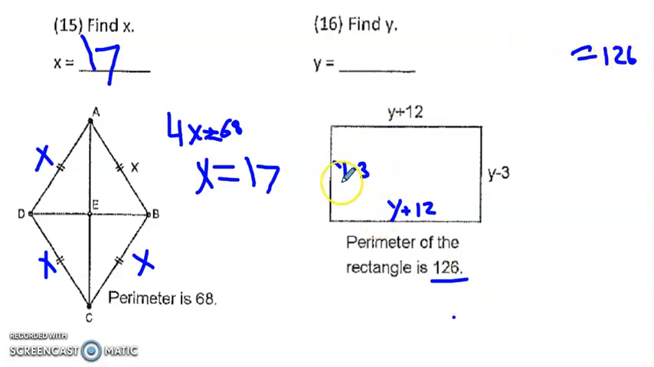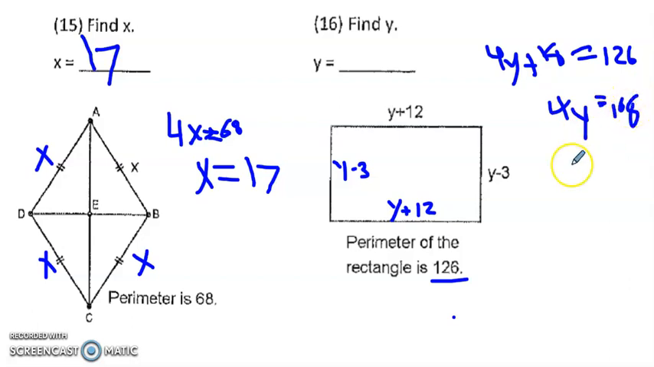As I go around the shape, I have y, y, y, and y, so that's 4 y's. And negative 3 plus 12 is 9, and 12 minus 3 is 9, so 9 makes 18. So it's 4y plus 18 equals 126. Subtract 18 from both sides, and you get 108. If I divide both sides by 4, 108 divided by 4 is 27. So y is 27.